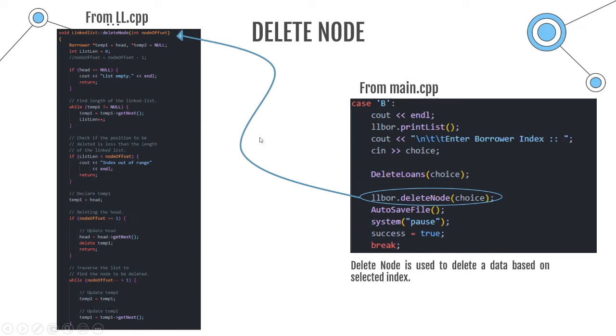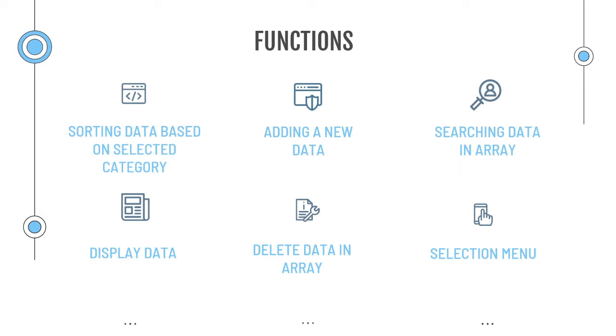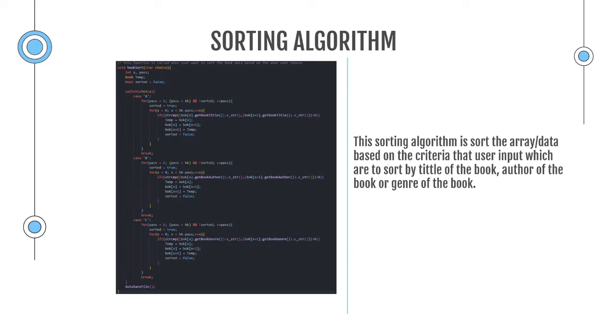Now this is the delete node, so we can easily delete any nodes in the linked list, and we can also modify the data in the node for linked list. And now this is the print list for all the nodes in the linked list. We also have a few functions from the previous assignment and also this assignment. The sorting algorithm is from the previous assignment where we sort the book. We can sort by title or author or genre.